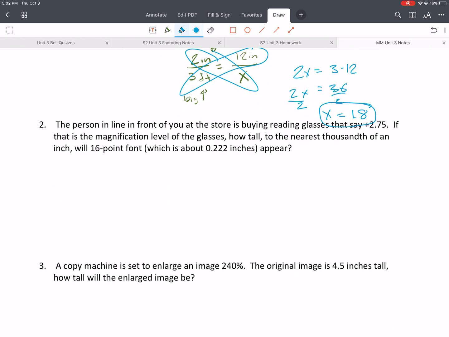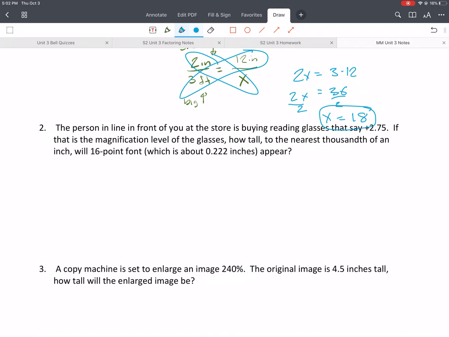Let's do another example. The person in line in front of you at the store is buying reading glasses that say 2.75. If that is the magnification level of the glasses, how tall, to the nearest thousandth of an inch, will 16-point font, which is 0.222 inches, appear?